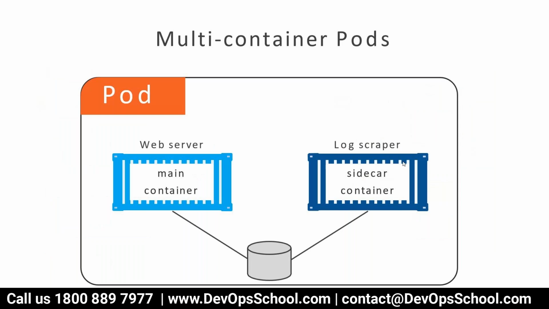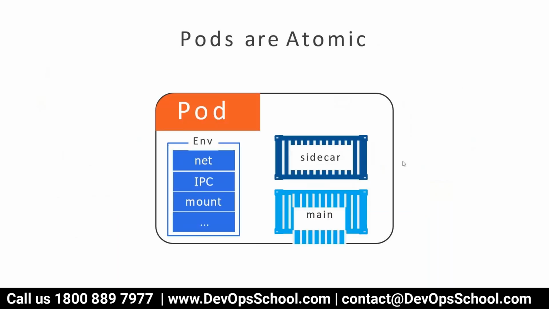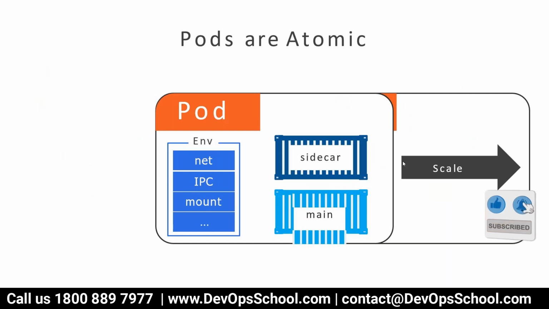Okay. The first container of that pod, we call it the main container. The second container of the pod, we call it a sidecar container. You see in this image that pods are atomic. All the resources associated with the pod are shared among the containers, and it can scale. A pod can scale from 1 to 2000.